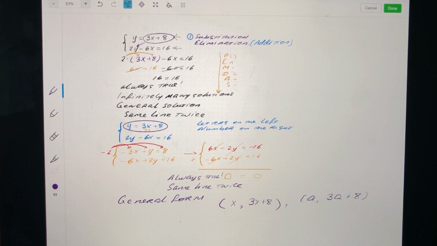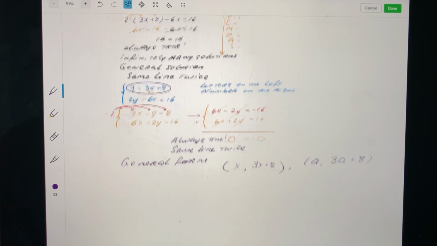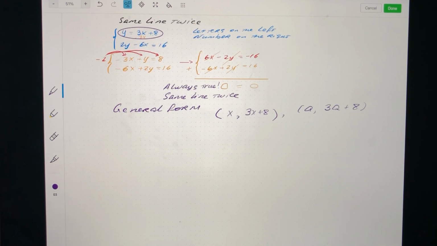Now, a could be anything, any number we want. And so if, for instance, we plug in a as 0, that means this a becomes 0, and then 3 times 0 is 0 plus 8. So that means 0, 8 would be a solution to our system. But we could also try a as 1. And if we do that, we get 1, and then 3 times 1 is 3, plus 8, which is 11. And that's also a solution.